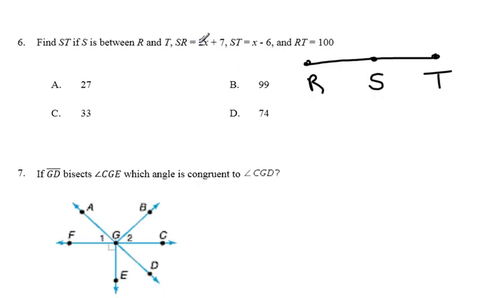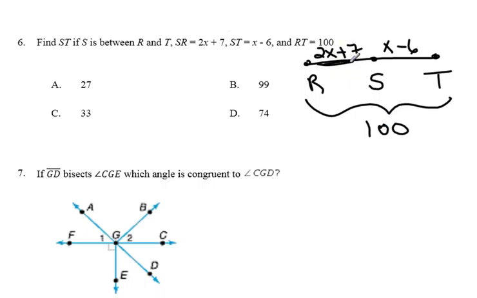It says SR is 2x plus 7, and ST is x minus 6, and then the length of the whole segment RT, so from here to here, is 100. The segment addition postulate says if you take part of the segment RS and add it to the other part of the segment ST, you get the whole segment 100, or RT.